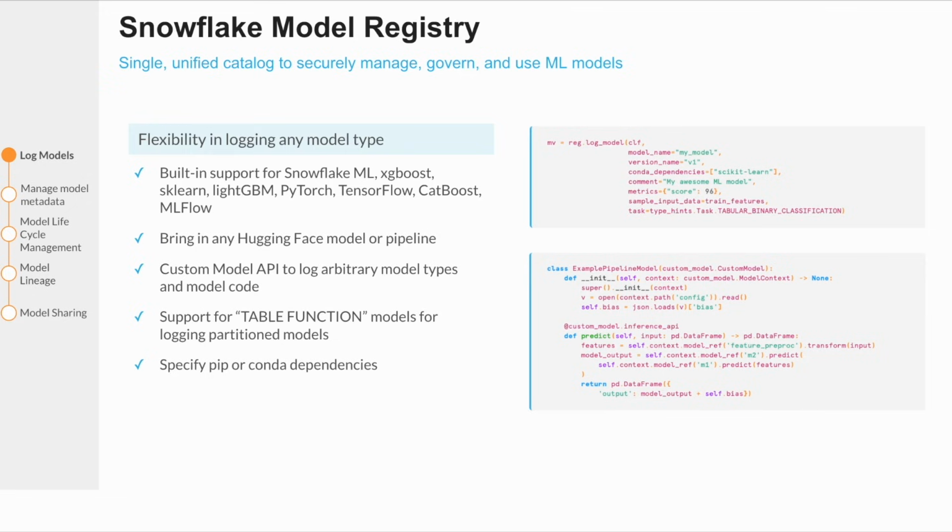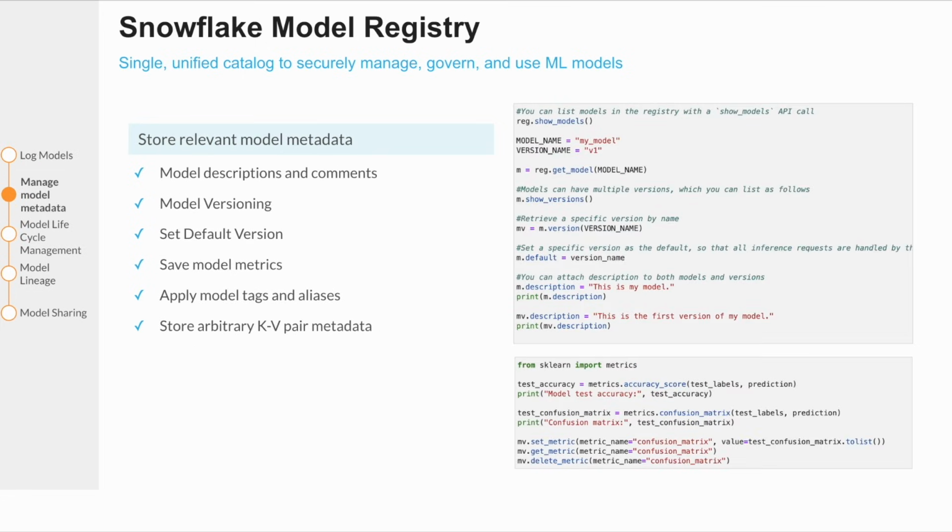On the right, you can see a sample script on how to log the model as well as use the custom model API. In terms of storing relevant model metadata, the Snowflake Model Registry has capabilities for model descriptions and comments, versioning, setting the default version, saving model metrics, applying model tags and aliases, and storing arbitrary KV pair metadata. On the right, you can see some sample scripts on how you can implement this in the registry.